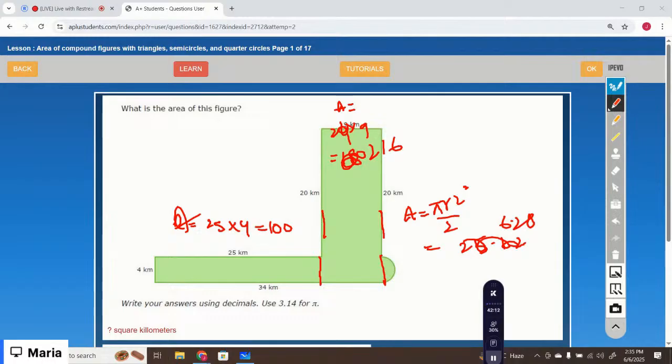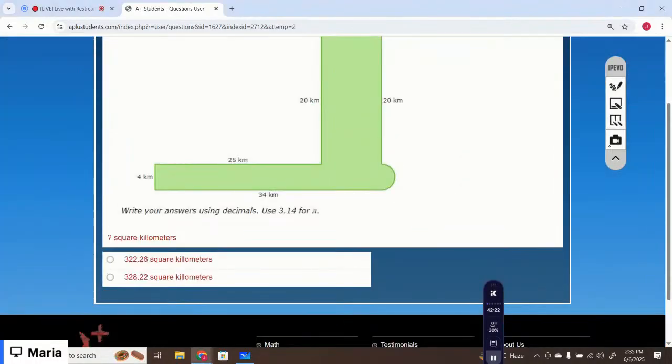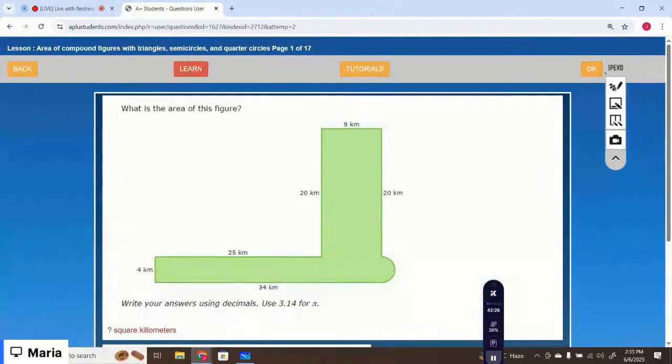That would be 100 plus 216 plus 6.28. That is 322.28. Option number 1 is the correct option. That is 322.28.